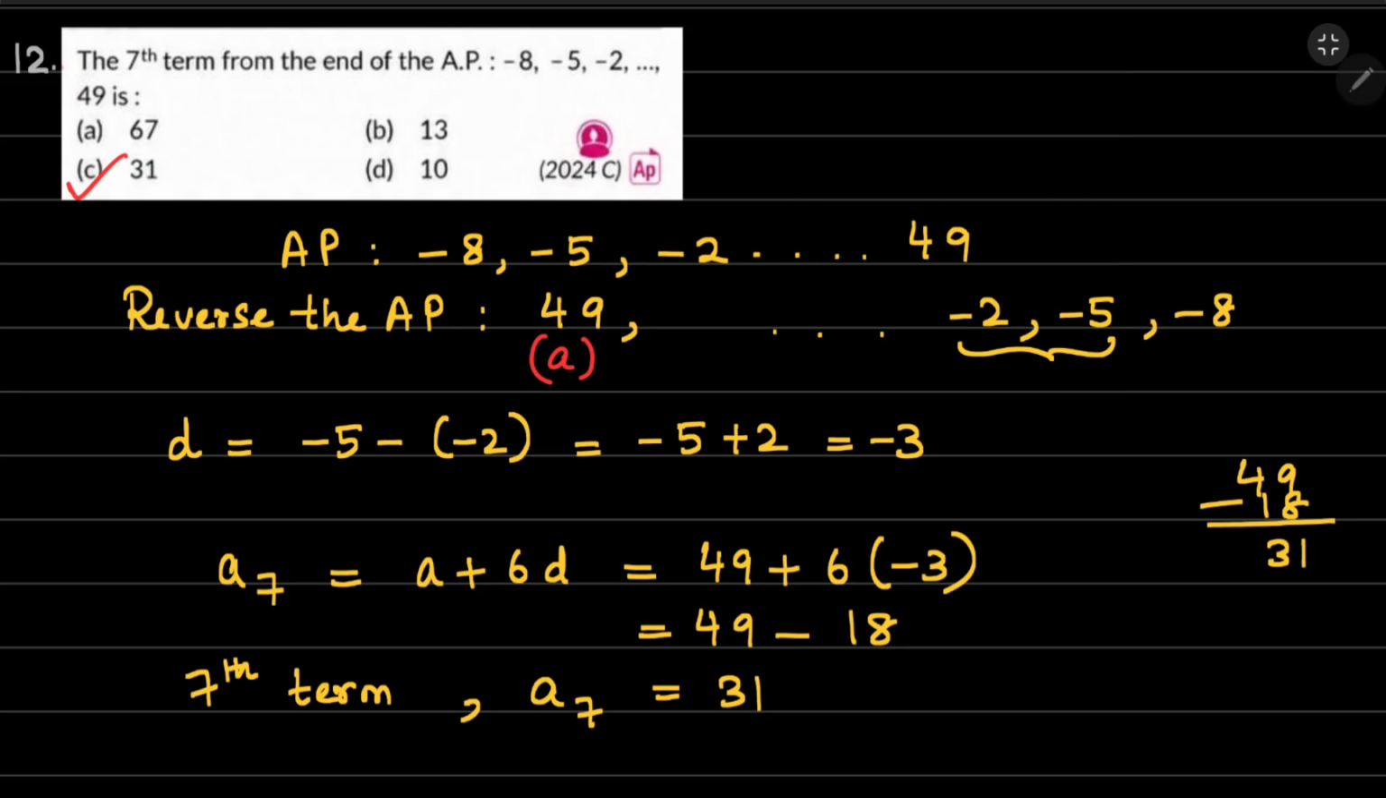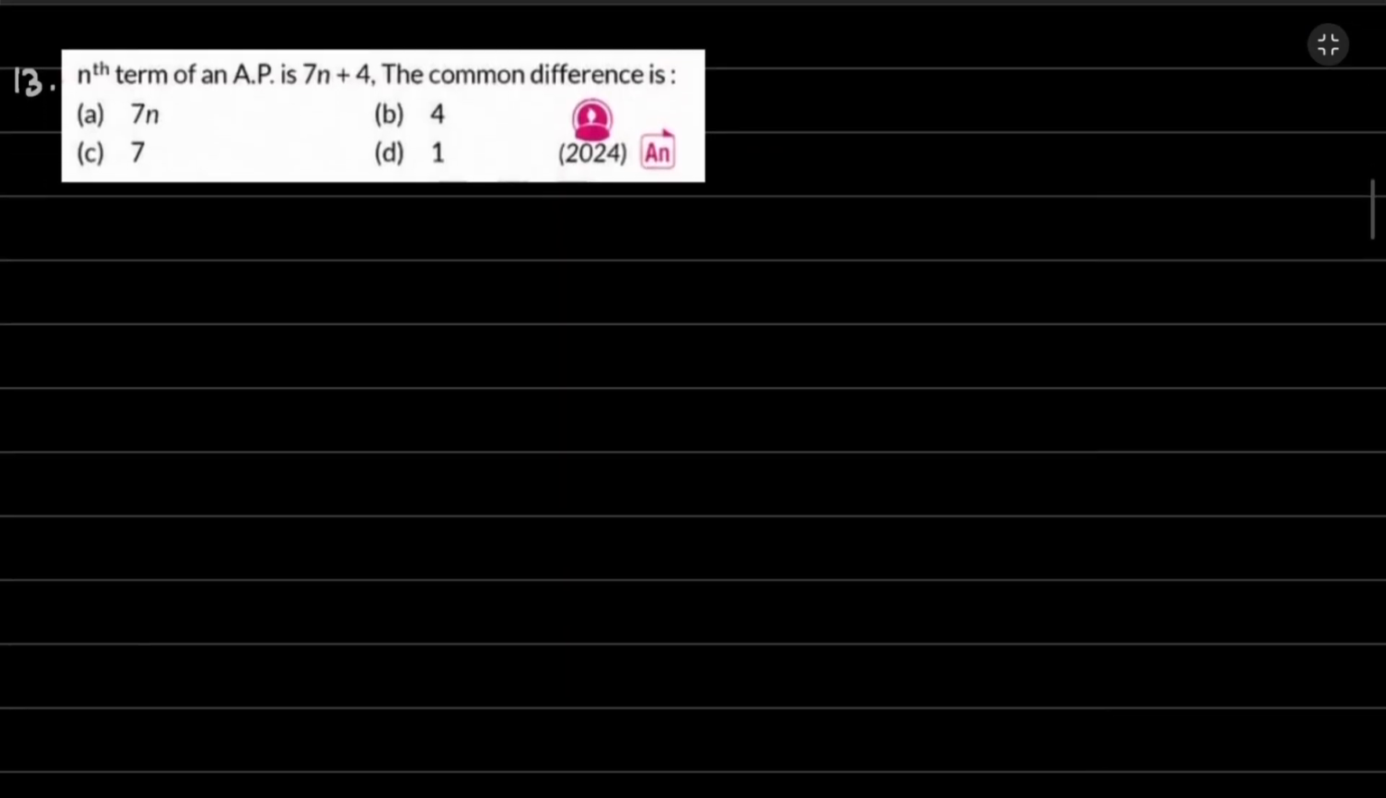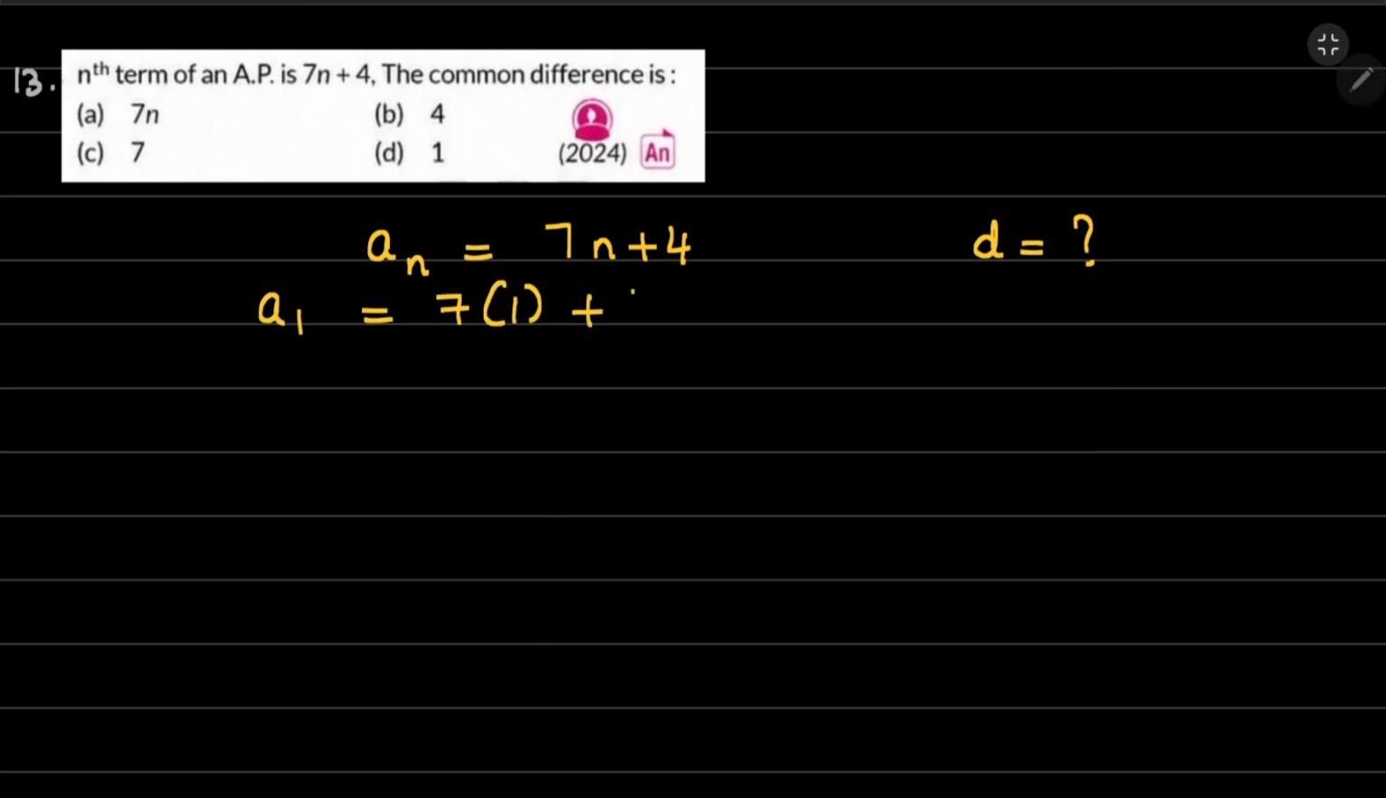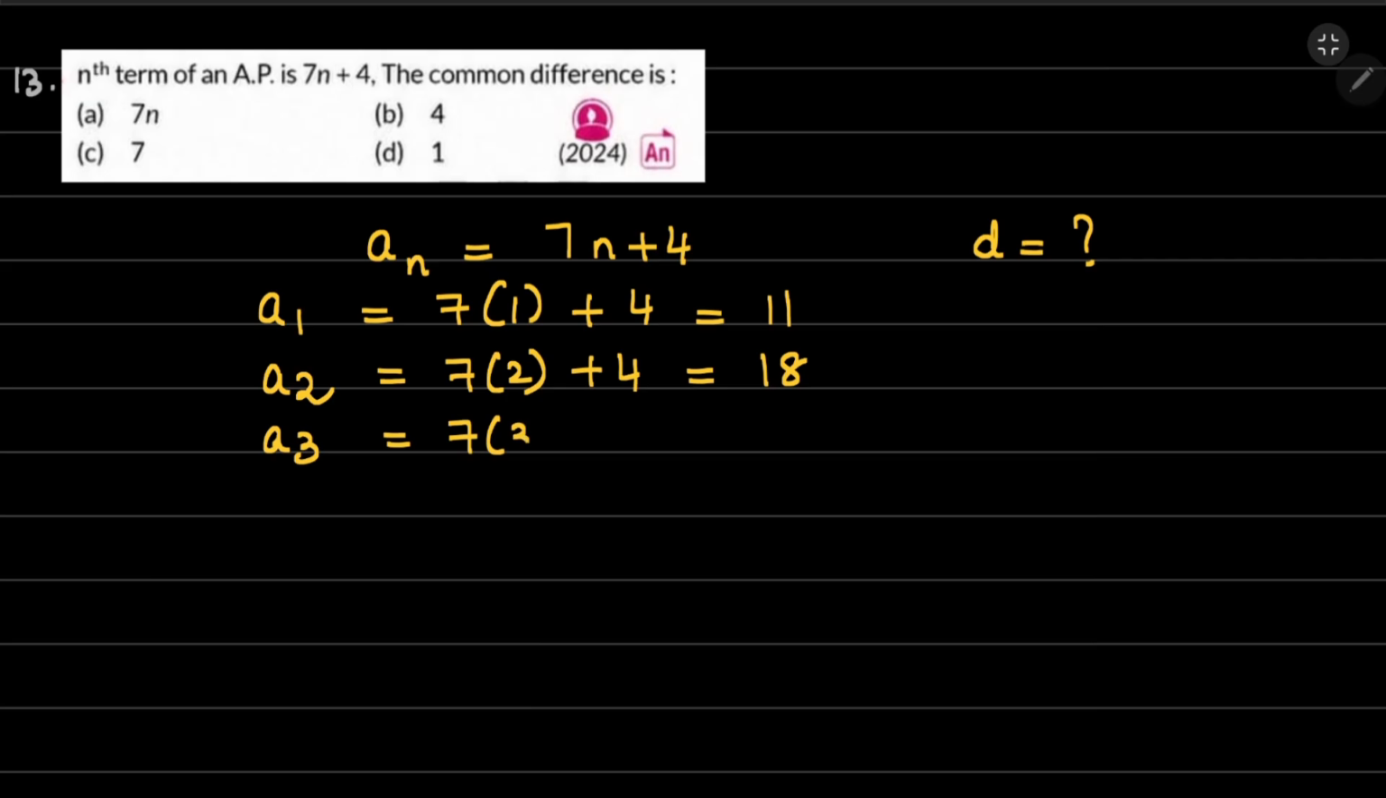Okay. Let's move on to the 13th question. The nth term of an AP is given. Whenever you are given the nth term, it is denoted by AN. It is 7n plus 4. You have to find the common difference D. Find out your first term by substituting n as 1. So 7 plus 4 is 11. Find out your second term. N equal to 2. So 7 twos are 14 plus 4, it's 18. Find out your third term. 7 into 3 plus 4, 21 plus 4, which is 25.